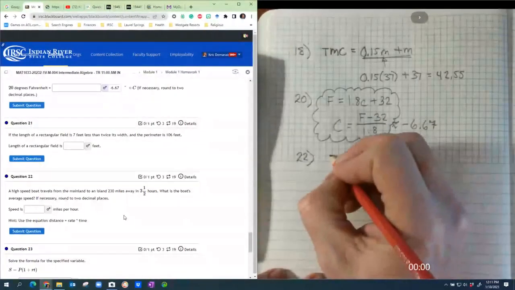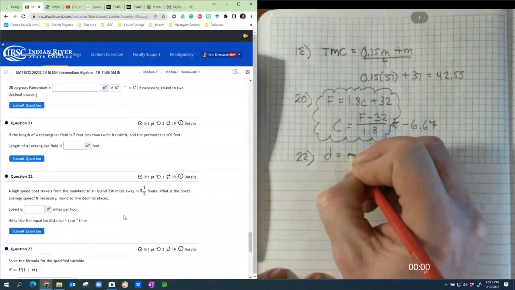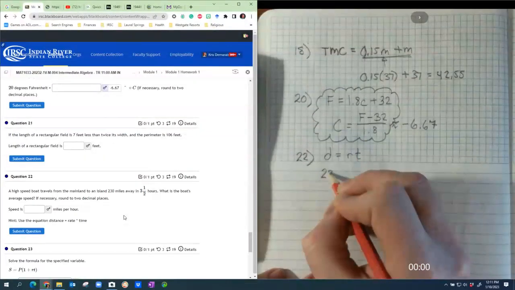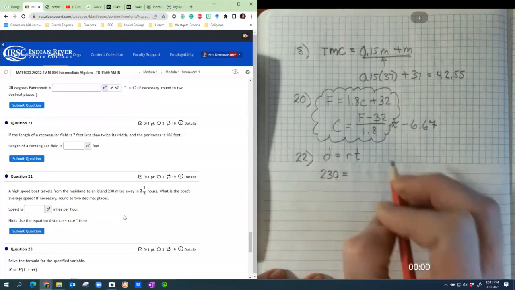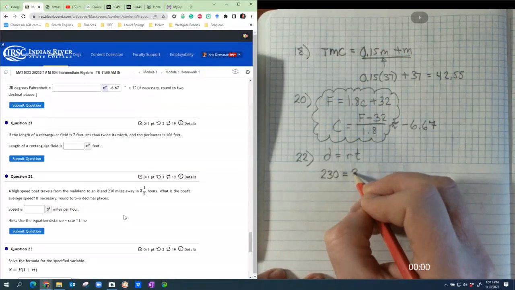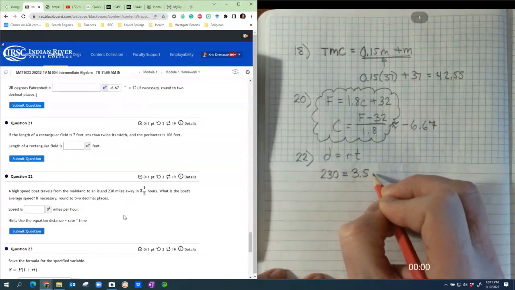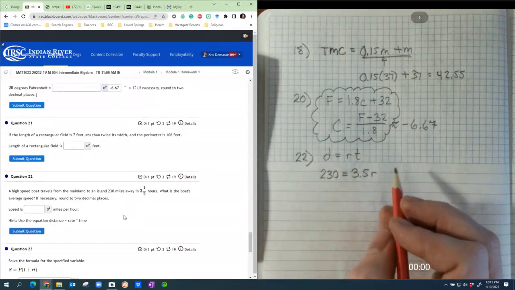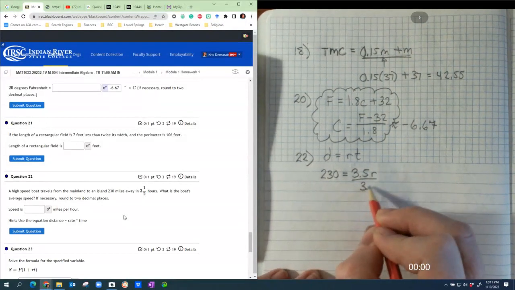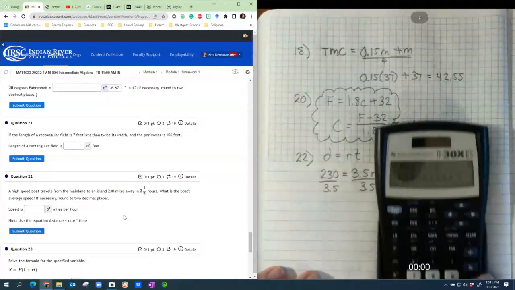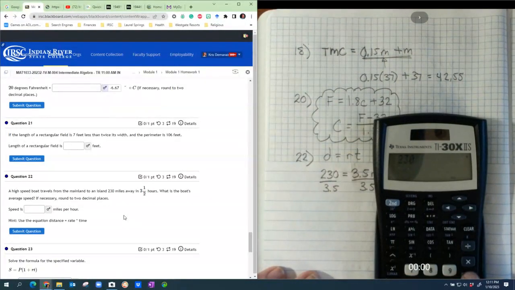So distance is equal to rate times time, by the way. So this says that the distance is 230 miles away, and the rate, the speed, is what we're looking for. The time is 3.5 hours. So we can convert the 1/2 to 0.5 and just simply divide both sides by 3.5, and we're done. That's the answer we're looking for. So take your calculators, do 230 divided by 3.5.